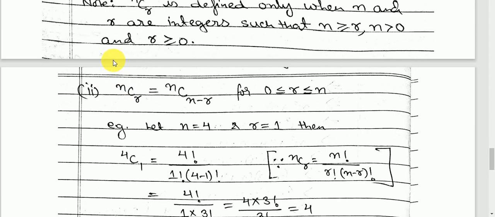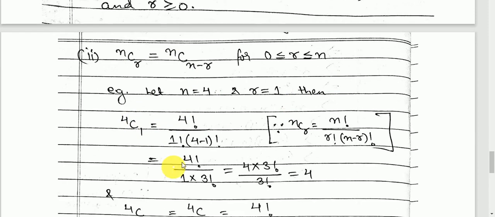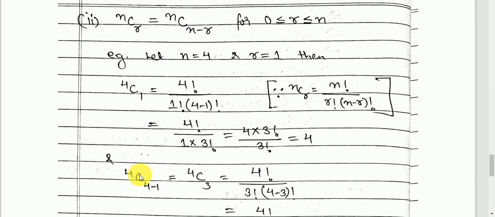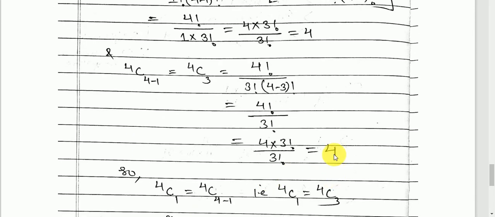And number 2, this is important: nCr is equal to nC(n minus r), where r is greater than or equal to 0 and less than or equal to n. So if I take r to be 0, then nC0 will be equal to nCn. Like here, for example, if I take n to be 4 and r to be 1, then 4C1, you will get 4, and 4C(4 minus 1), again you will get 4.